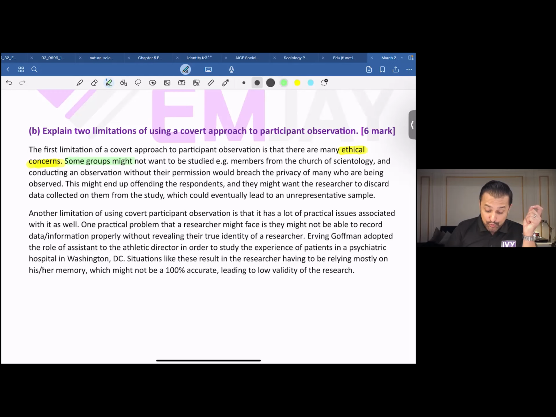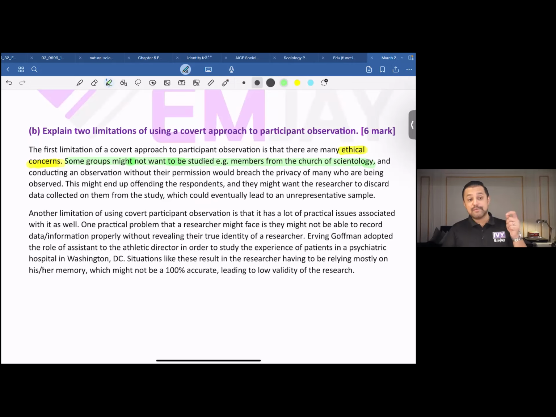Some groups might not want to be studied. For example, members of the Church of Scientology. Many of you would be aware. For the ones who don't, you might as well pause this here and Google Scientology. You'd get to know a lot. I think it's very interesting. Once you're done studying, or once you do have time, you might as well YouTube the Church of Scientology, and there's a lot that you'd learn about this.